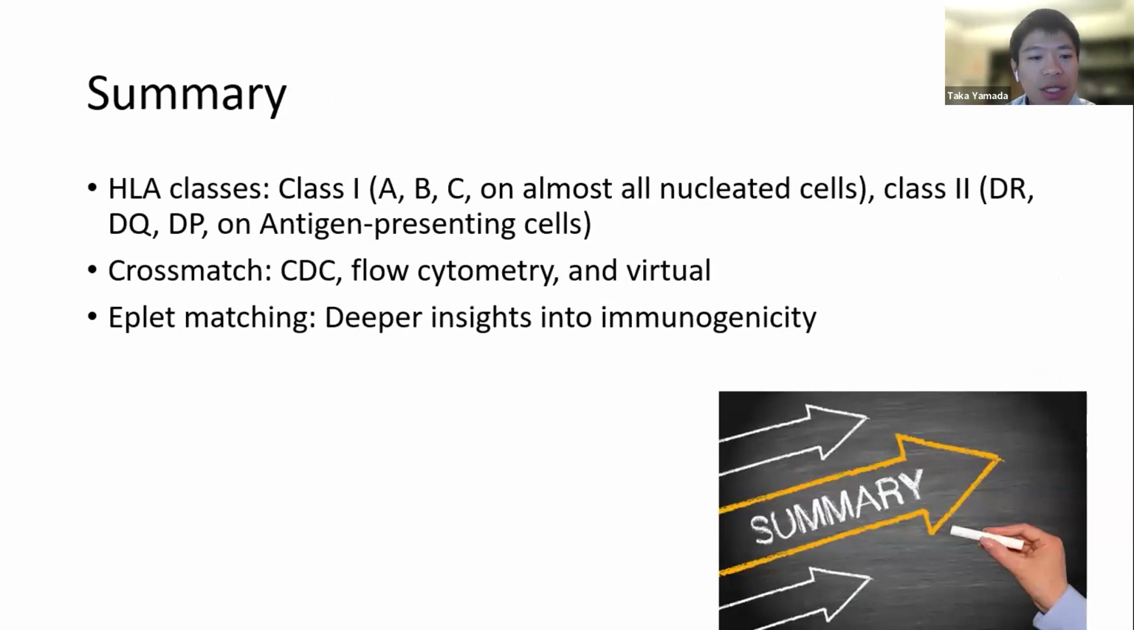So to summarize today's talk, HLA has two classes. Class 1 are expressed in all nucleated cells, while class 2 are expressed only on antigen-presenting cells. We discussed three types of crossmatch: CDC, flow cytometer, and virtual crossmatch. And Eplet matching offers deeper insights into immunogenicity.